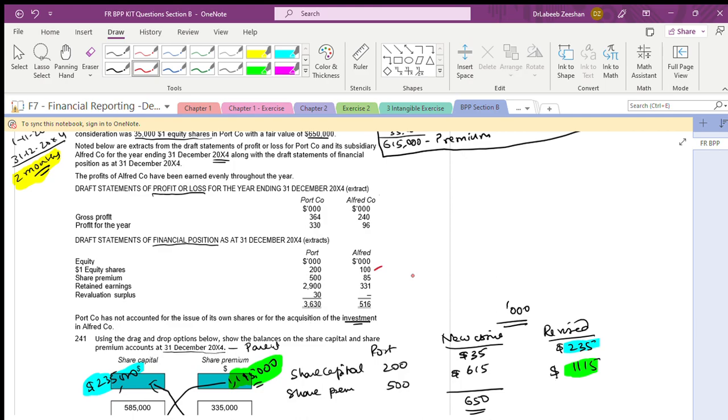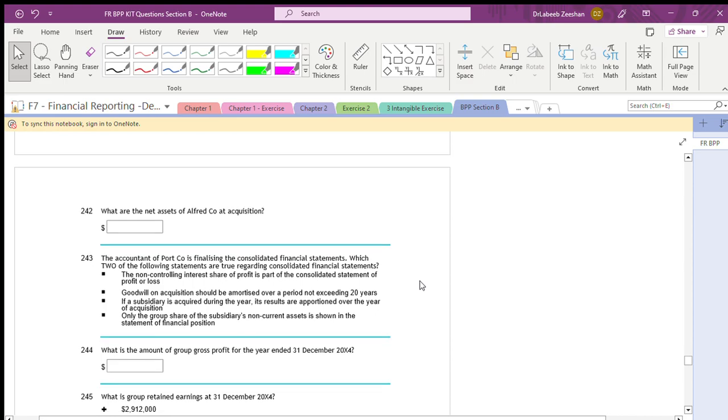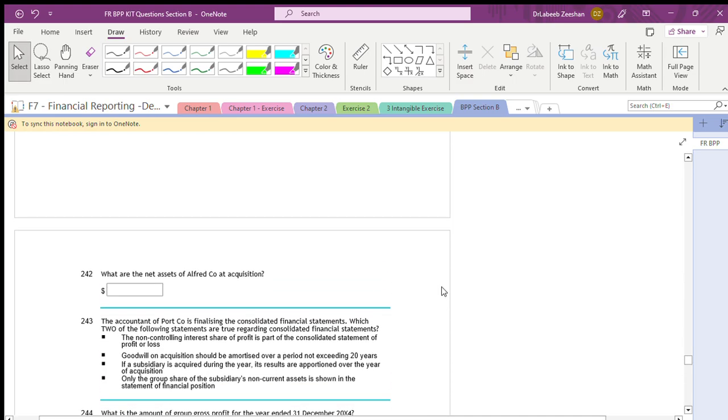You have 100. You have 85. Plus you have the retained earnings 331. And you have the profit for the year. Here you have to be very considerate about how many months. You have to take 2 months only. Now what happens here? I'll put it here: net assets at acquisition.